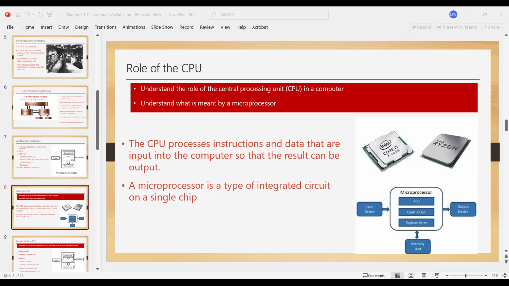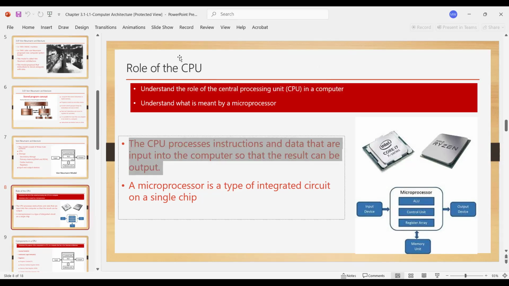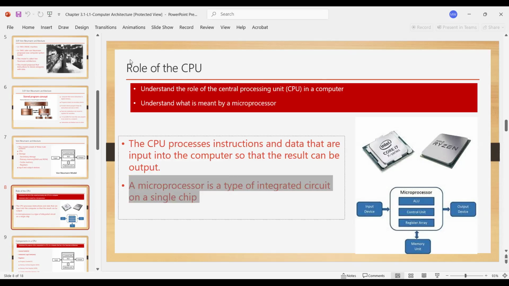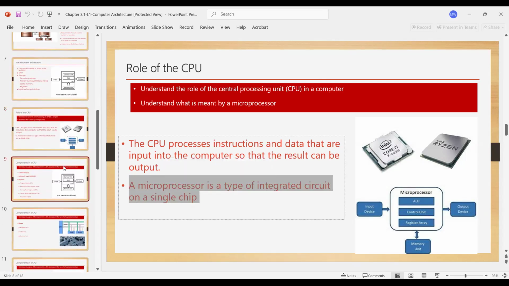Then the second point is that a microprocessor, which is basically a part of a CPU, is a type of integrated circuit on a single chip. And this integrated circuit is responsible for the processing and the speed. So if it is a big question in your paper about the role of a CPU in a computer system, you can write that the CPU processes instructions and data that are input into the computer so that the result can be output. However, if they ask what a microprocessor is, you can write that a microprocessor is a type of integrated circuit built on a single chip, and with the help of that, you can work with your instructions.